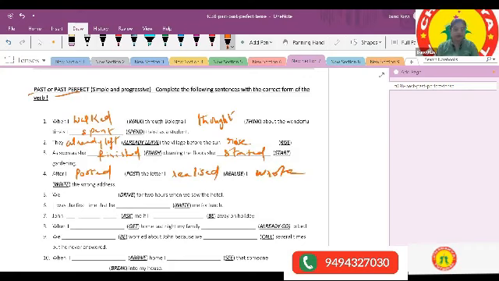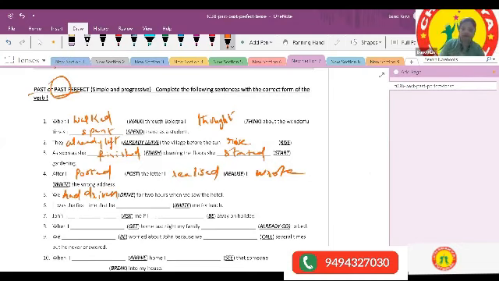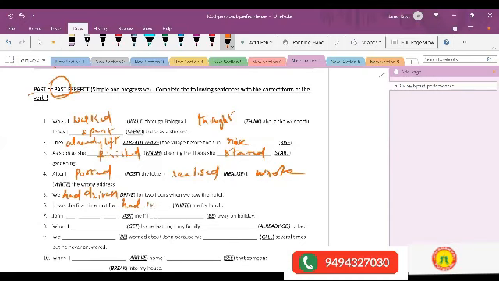We drove for 2 hours when we saw the hotel. It will be past perfect here. We had driven for 2 hours when we saw the hotel. Okay, it was the first time that he invited me for lunch, or he had invited. Had invited me, ma'am. Yes, had invited me for lunch.